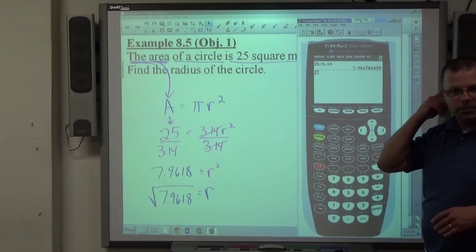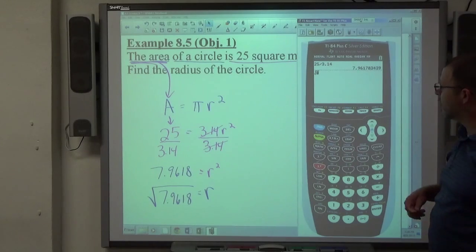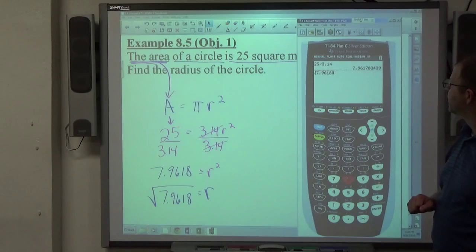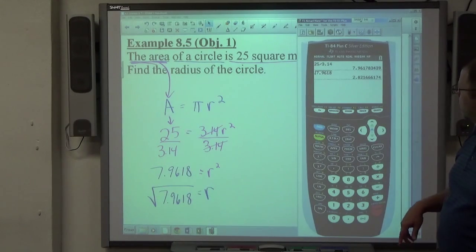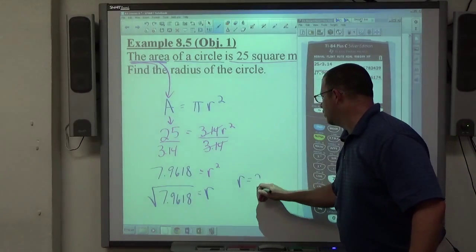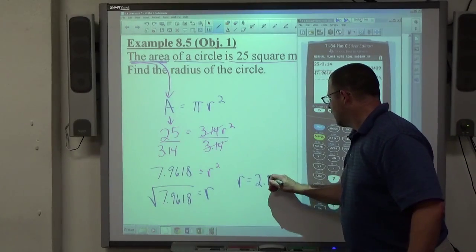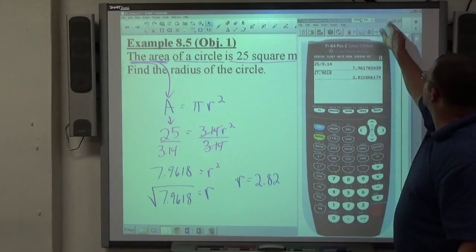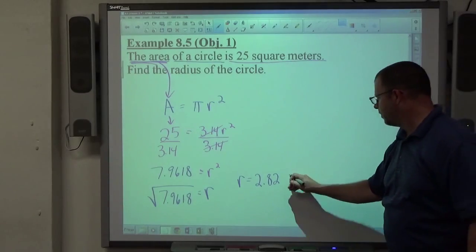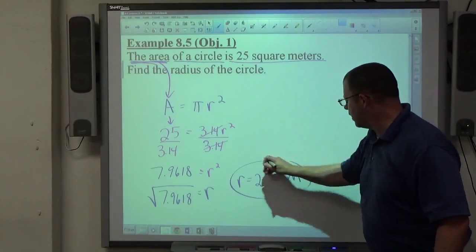If you can't figure out how yours works, come talk to me and I'll show you how yours works. 7.9618 and hit equals, and it says about 2.821, and so on. So if I go a couple decimal places, r equals 2.82. The unit of length on the area was meters squared, or square meters. Radius is just a unit of length, so 2.82 meters.